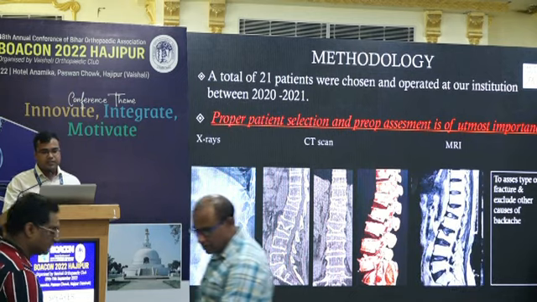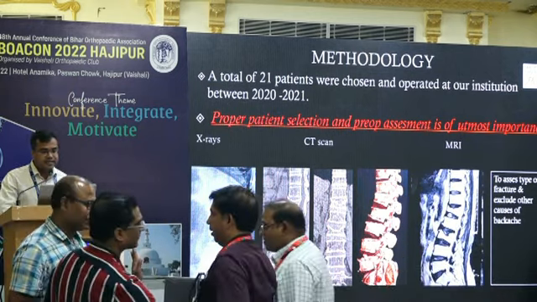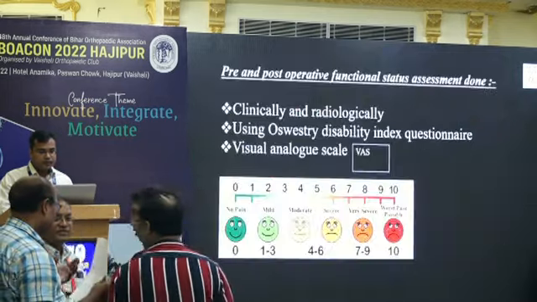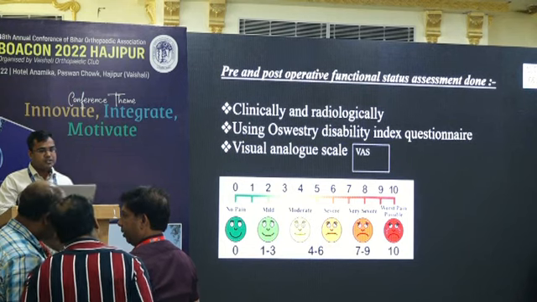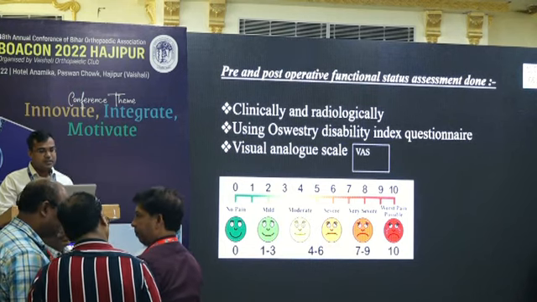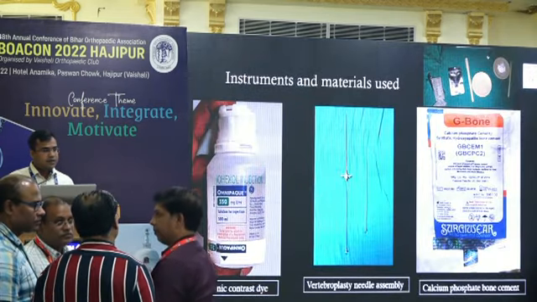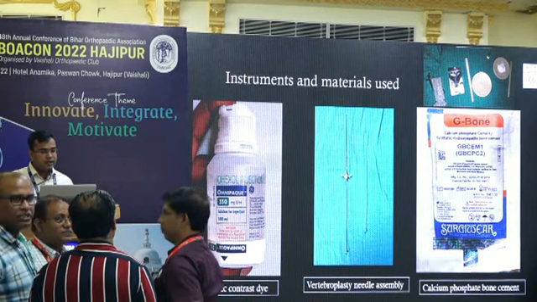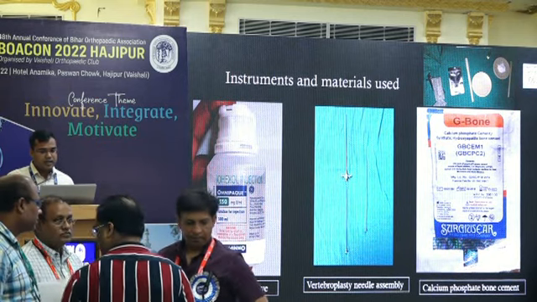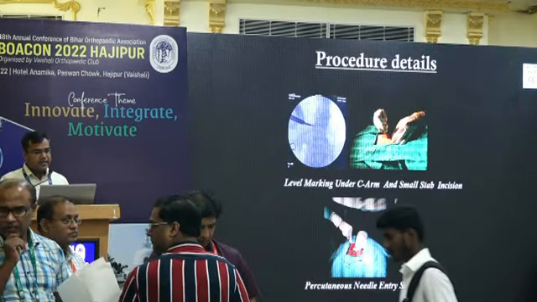So proper patient selection and pre-op assessment is of utmost importance. We did X-rays, CT scan, and in most of the cases MRI was also done. The pre and post-op functional status was assessed clinically and neurologically using Oswestry Disability Index and Visual Analog Score. The materials used: this is the iohexol dye, the vertebroplasty needle with trocar and the pusher, and calcium phosphate hydroxide bone cement. The procedure details are as follows.